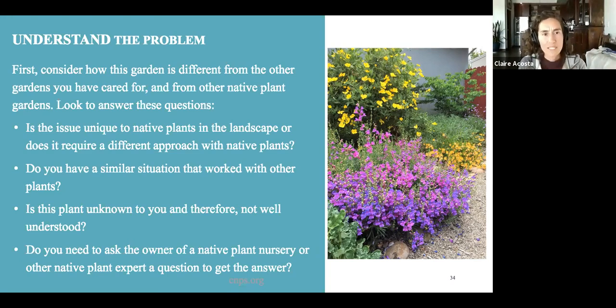So, is this a native plant thing, or is this something I've seen in other gardens, and maybe that would work for this situation? Is this a pest I've seen on non-native plants or something like that? And maybe just do more research on the plant.